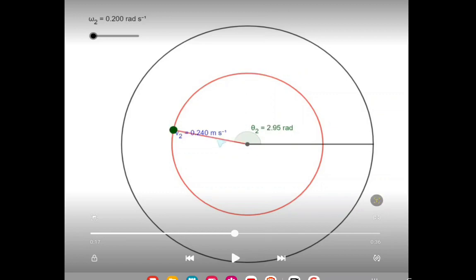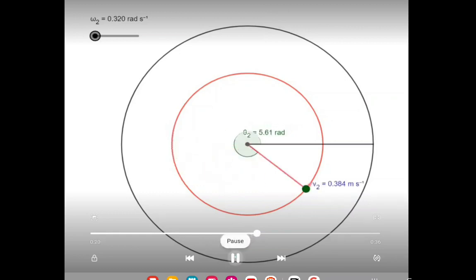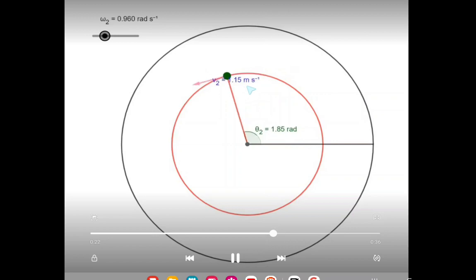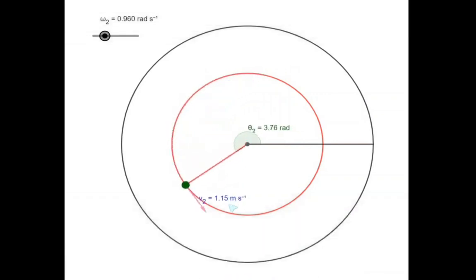Now, as we can see here, the tangential velocity is constant because the radius for this circular path is constant, not changing, and omega in this case is 0.2 rad per second. Now, if we increase omega in this case, the velocity is increasing. As we can see, it's increasing because omega is changing and the radius is fixed as before.